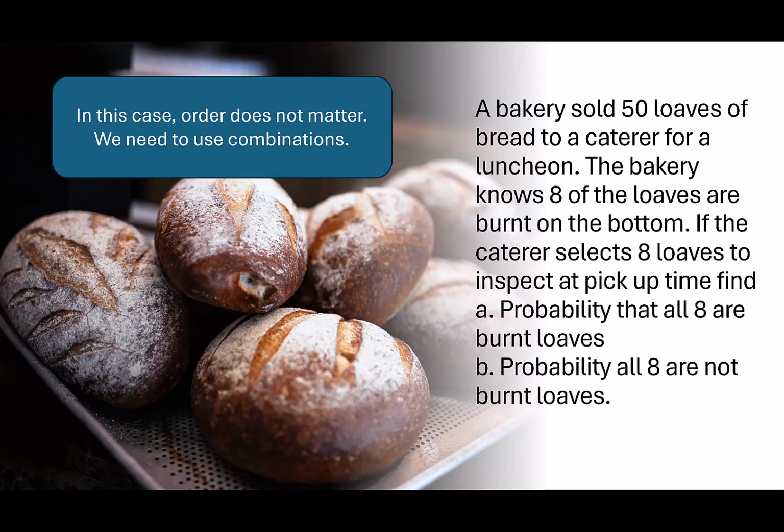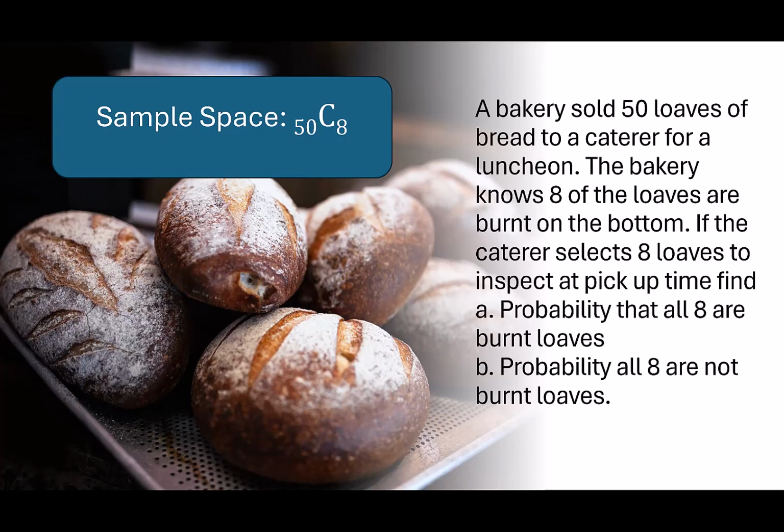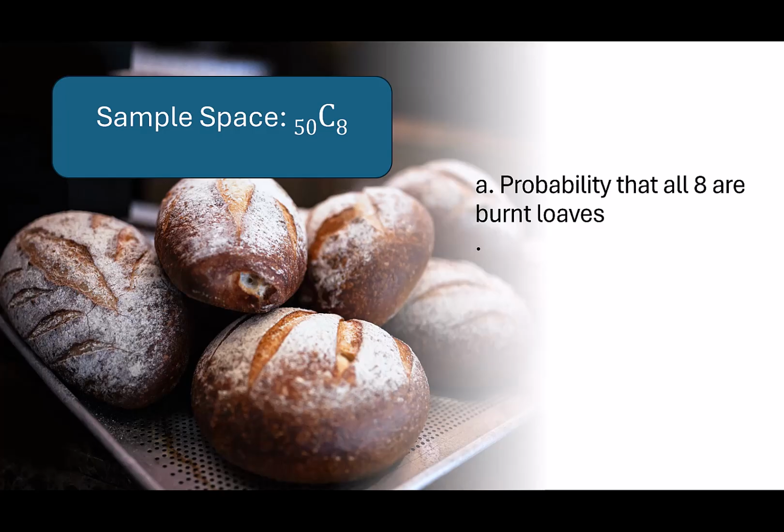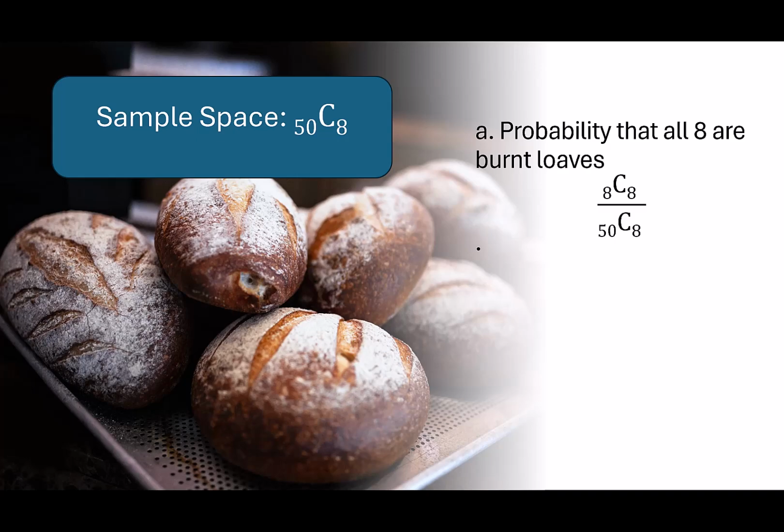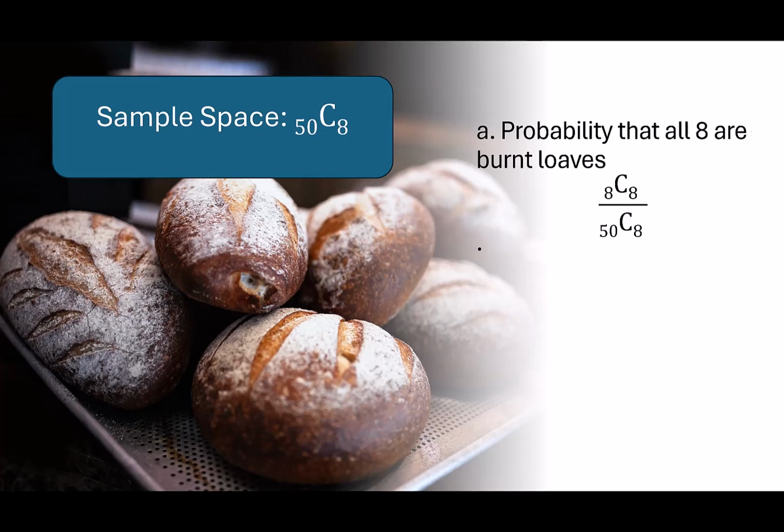In this case, order doesn't matter, so we're going to use combinations. We're going to start with our sample space. There are 50 total loaves, and we're selecting 8. Then in part A, we want to find the probability that all 8 are burnt. So that means we need to know how many ways can I go from 8 loaves and choose all 8. This is what we need to put in the calculator. We need the combination of 8 choose 8 over the combination of 50 choose 8.